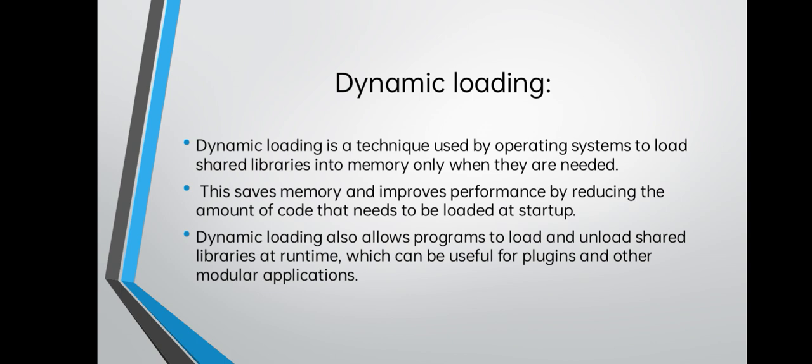Dynamic loading also allows programs to load and unload shared libraries at runtime, which can be used for plugins and other modular applications. When you are using some functions, as in the C program example, you use math functions like power and square root, and after that you should unload the shared libraries also. That can be done through dynamic loading at runtime, which can be useful for plugins and other modular applications.